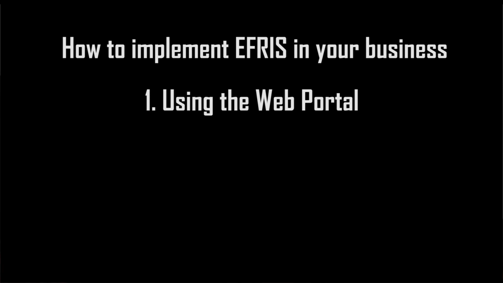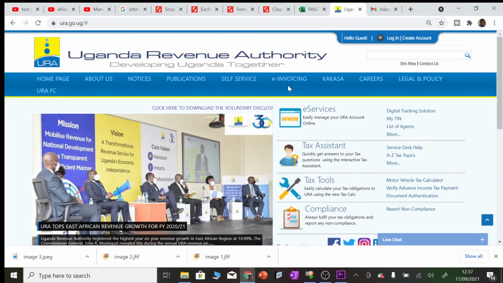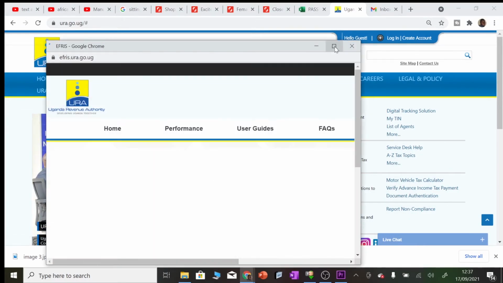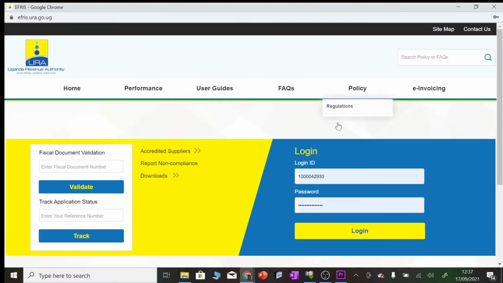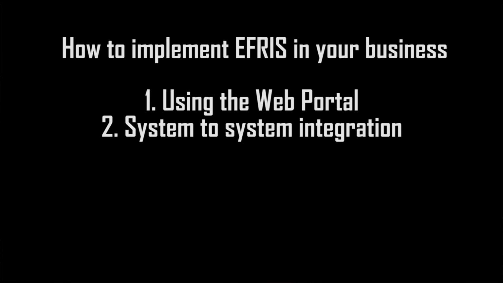Now there are basically 4 ways of implementing EFRIS in your business. If you're the kind of business that does not have a lot of transactions, or your transactions are not so rapid, then you can use the web portal. EFRIS has a web portal that you can use to issue electronic invoices or e-invoices. Then if you're the kind of business whose transactions are more frequent throughout the day, for example, like a supermarket, it means you cannot handle the web portal. You're supposed to employ what we call the system-to-system integration.